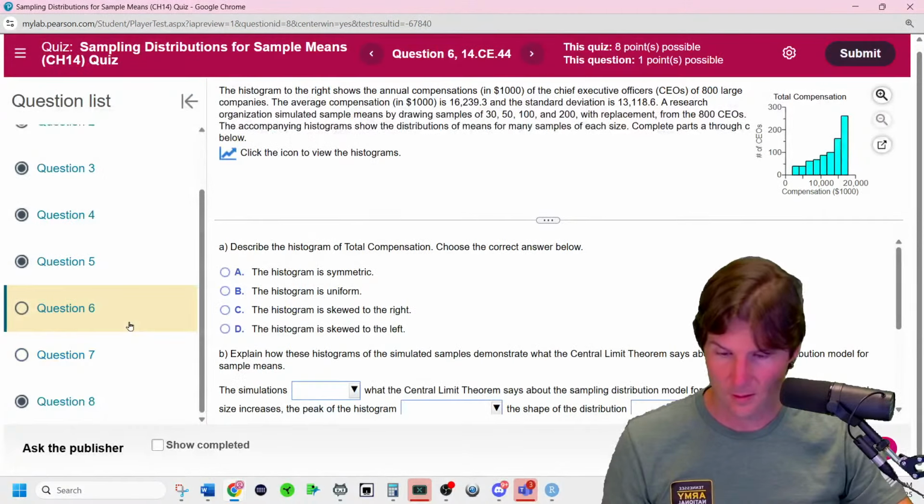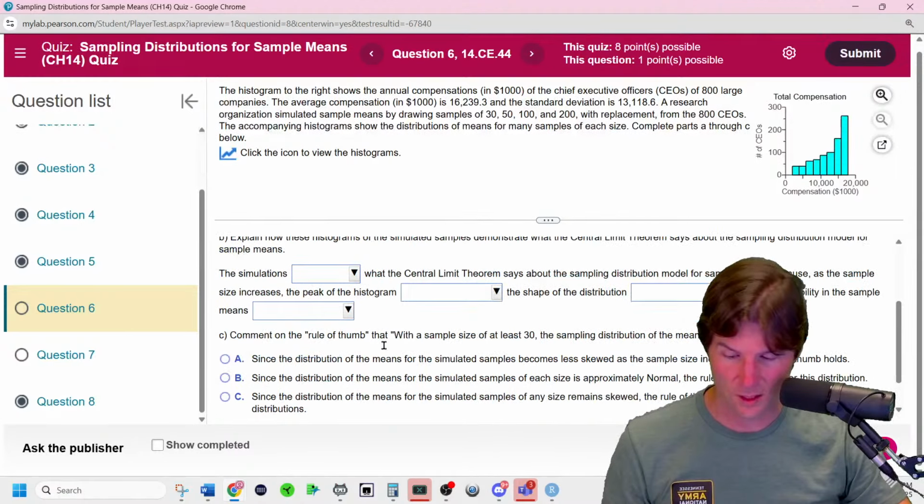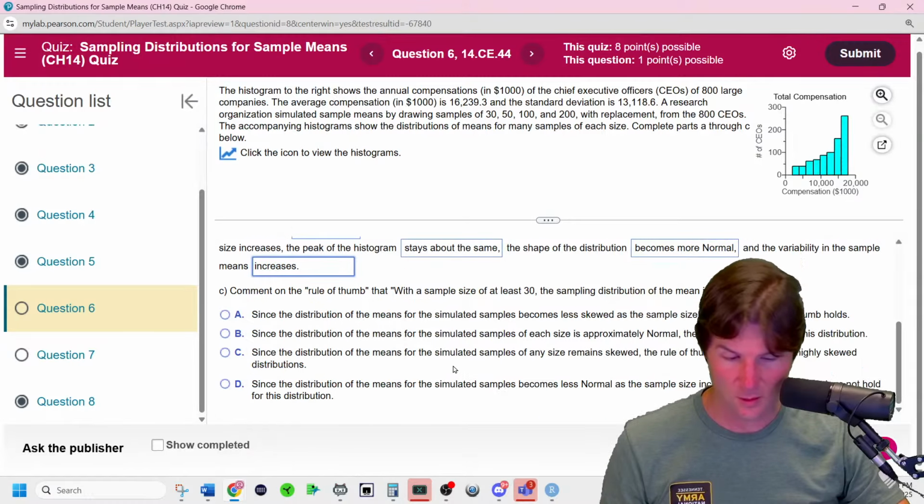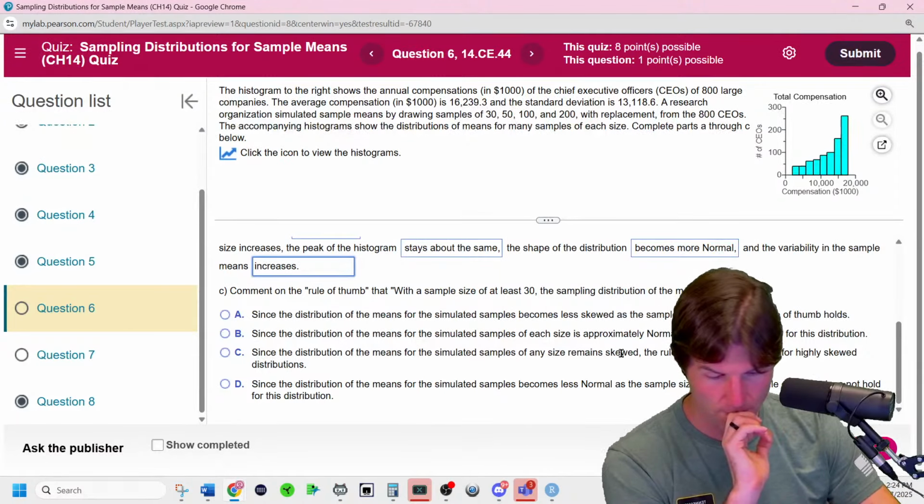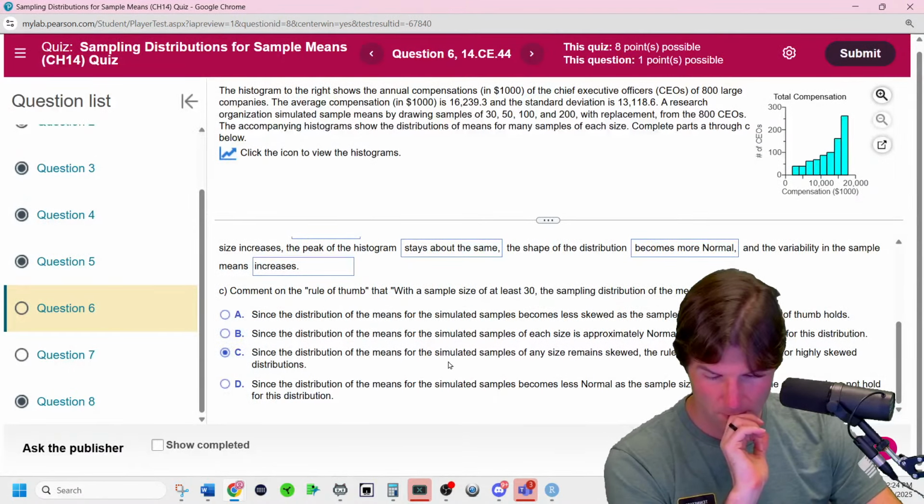Do we only not do 2 of these? No, 3. Very similar. Well, that's skewed to the left. These simulations do support. The peak stays about the same. The shape becomes more normal. And the variability in the means decreases. That's sigma over square root of n. The rule of thumb does not hold. It doesn't apply for highly skewed. It's not a rule of thumb.